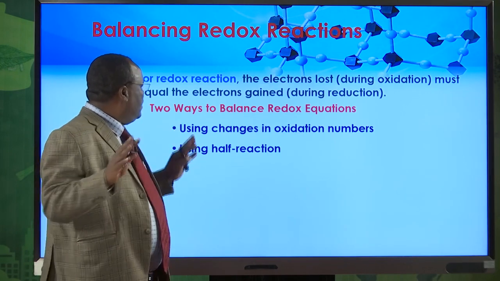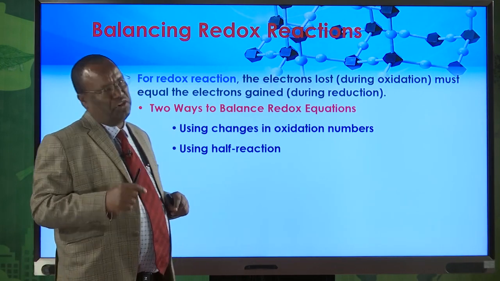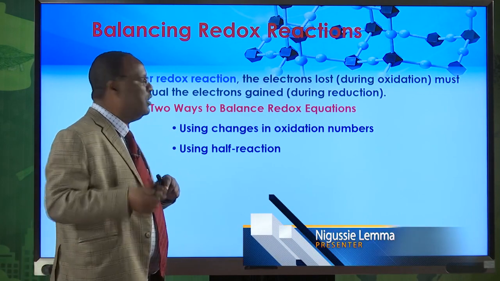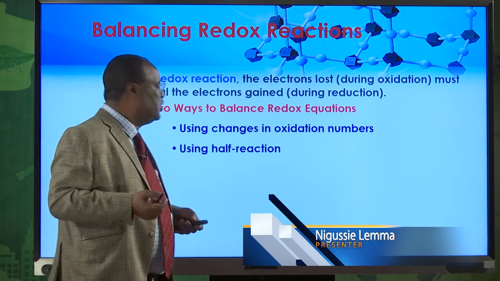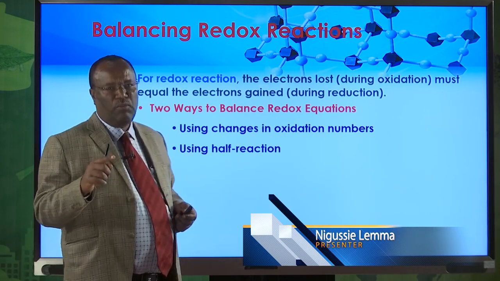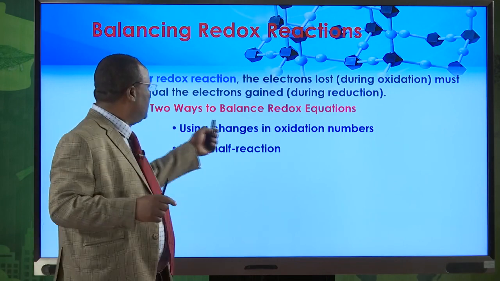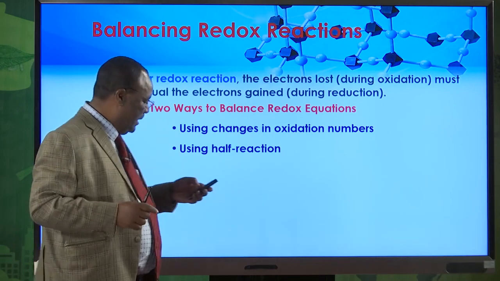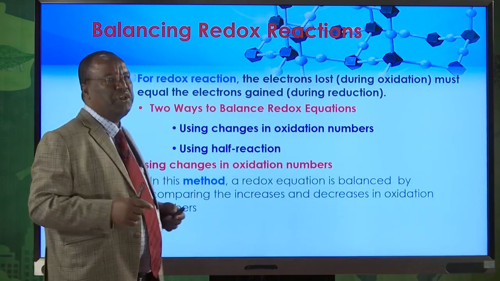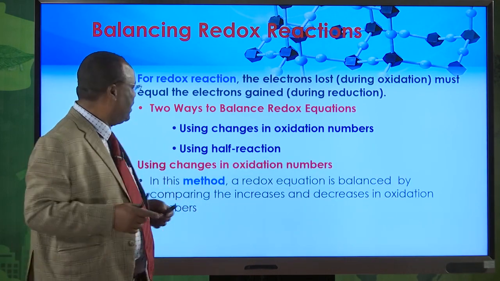There are two ways to balance redox equations. One is using changes in oxidation number. The other one is using the half reaction method. Now, as I've told you before, I'm going to focus on using changes in the oxidation number. Let us see how to use it, how to use the oxidation number change method in balancing chemical equations.